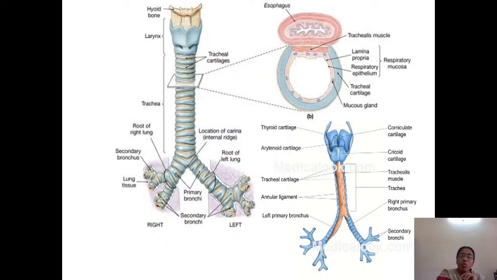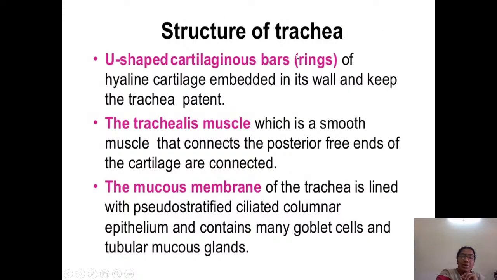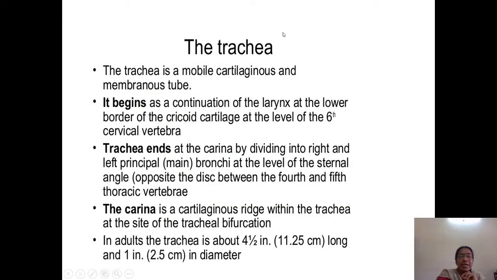The only point to remember is that the trachea is cartilaginous and membranous. Cartilage, yes, it is made up of hyaline cartilage, which is U-shaped anteriorly. Membranous, yes, it is made up posteriorly of a smooth muscle, which is called the trachealis muscle.